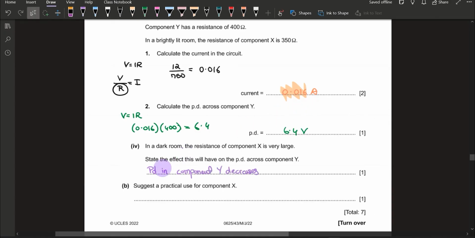And part B says suggest a practical use of component X. Component X is an LDR, which is a light dependent resistor. This can be used for security lights at night and for security purposes. So we can write down here: used for security lights at night. And we are done with question number 8.